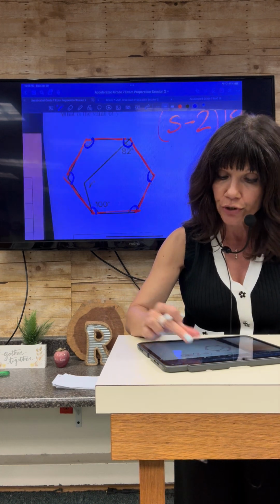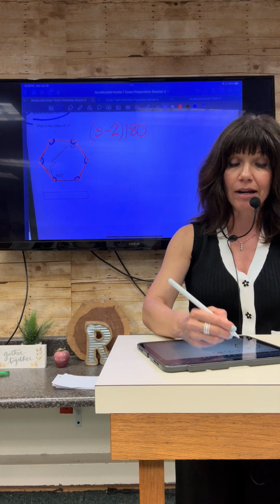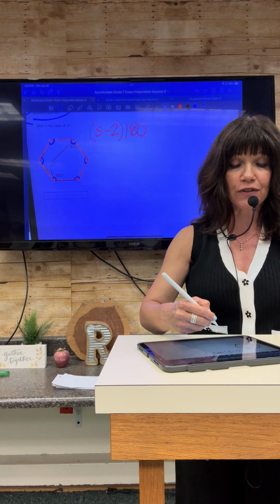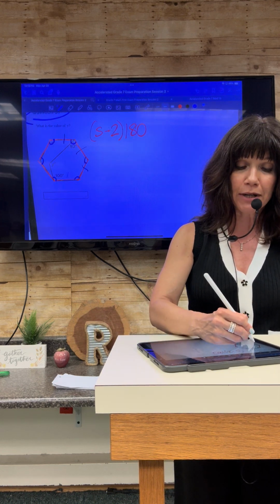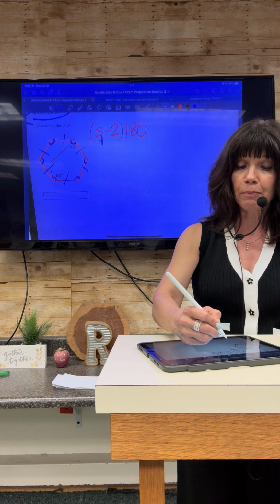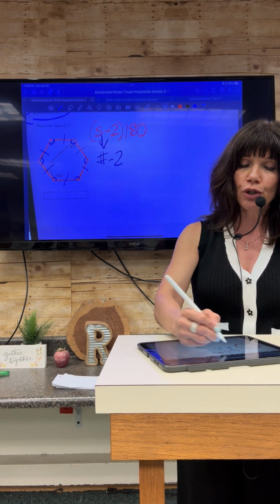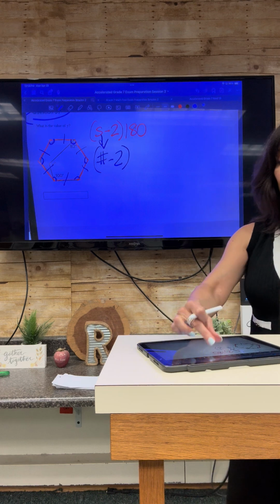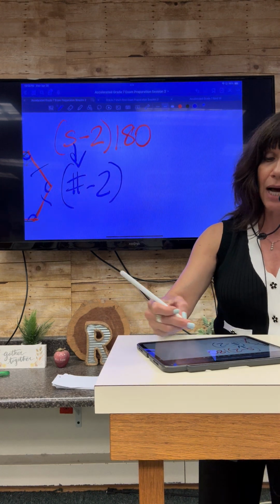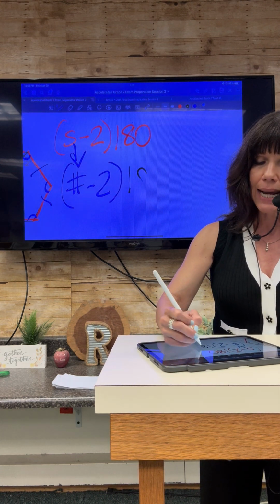Now, when you do s minus 2, that means number of sides. So whatever the number of sides is, make sure you count them carefully. Put that number in place of sides, minus 2. Since that's the number of triangles it would create, you will multiply that by 180.